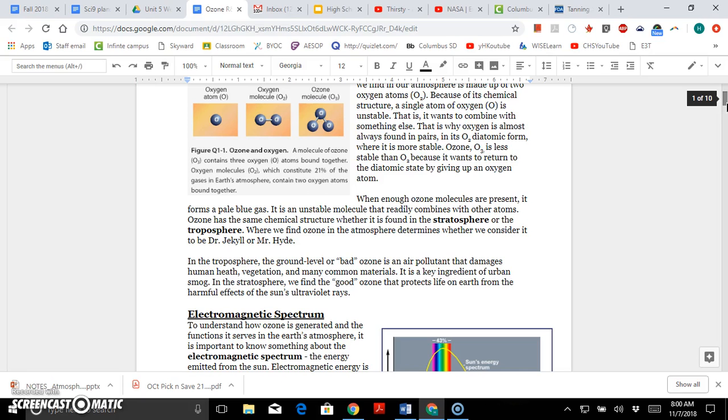Where we find ozone in the atmosphere determines whether we consider it to be Dr. Jekyll or Mr. Hyde. In the troposphere, the ground level or bad ozone is an air pollutant that damages human health, vegetation, and many common materials. It is a key ingredient of urban smog. But in the stratosphere, we find good ozone that protects life on Earth from the harmful effects of the sun's ultraviolet rays.